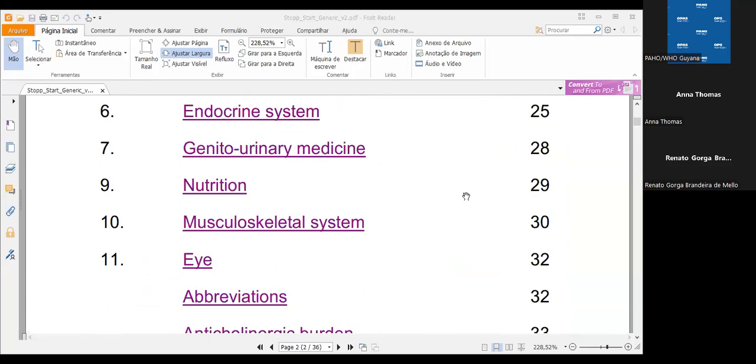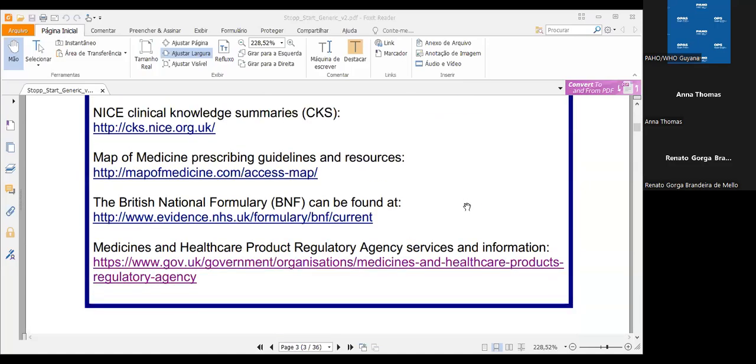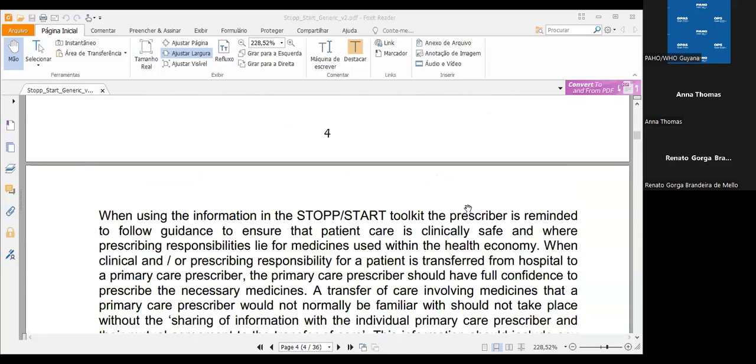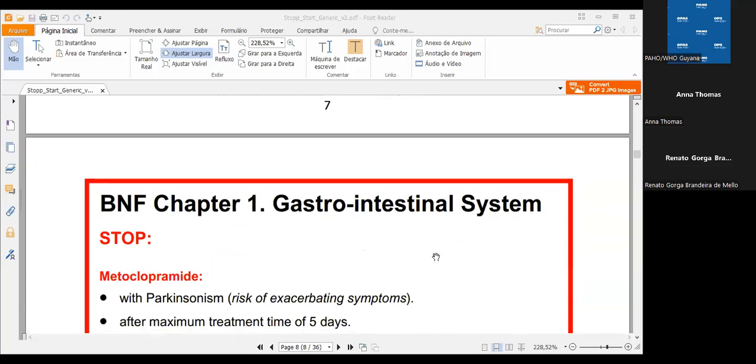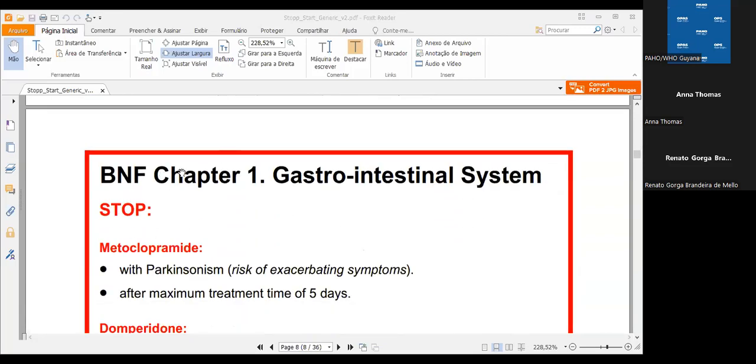Okay, here's the STOPP/START toolkit, support and medication review. Let's start with an example. Chapter 1, gastrointestinal system. What should be stopped or prevented? Again, this is not prohibited, but we have to prescribe with caution.